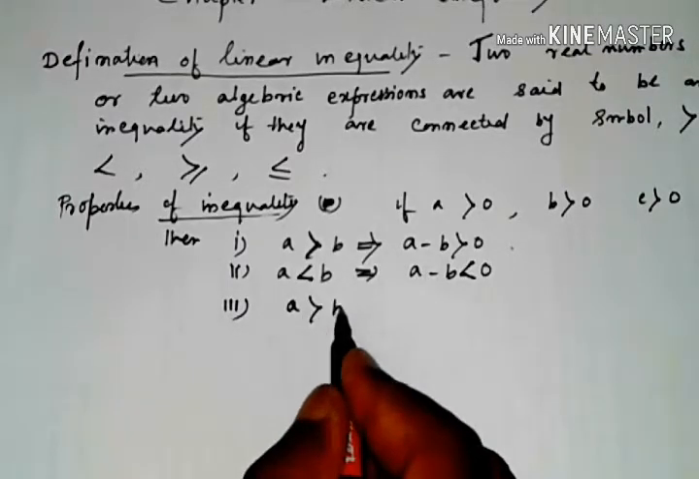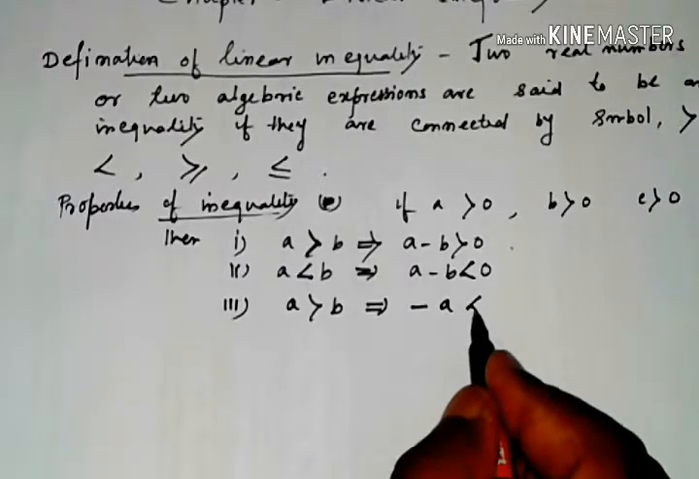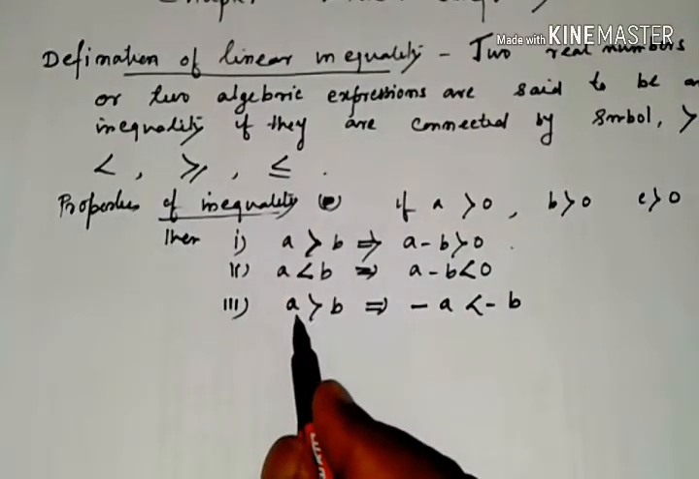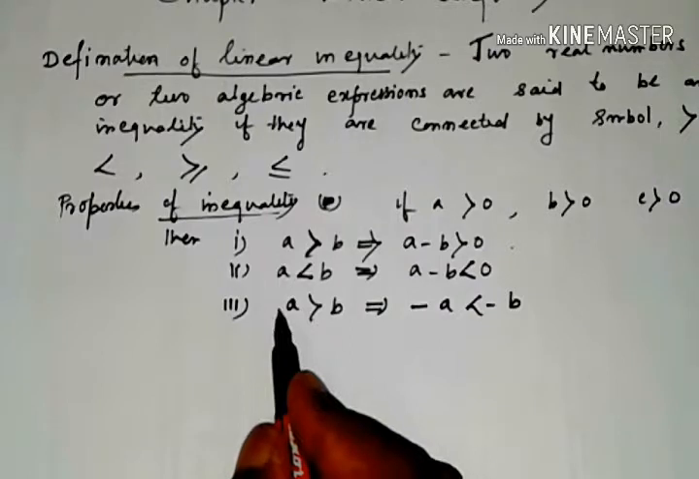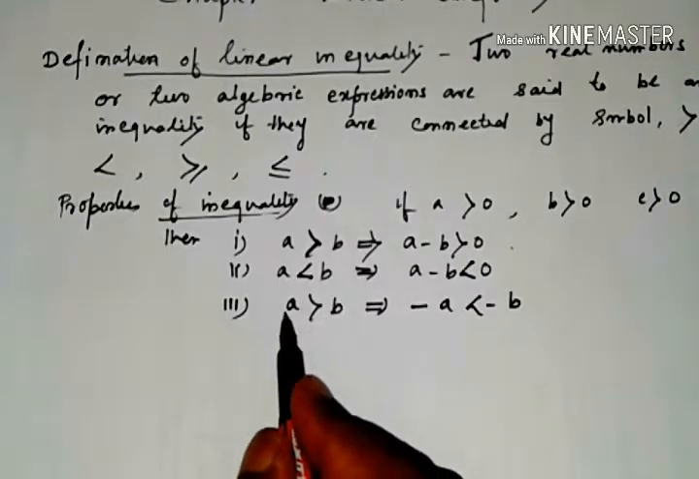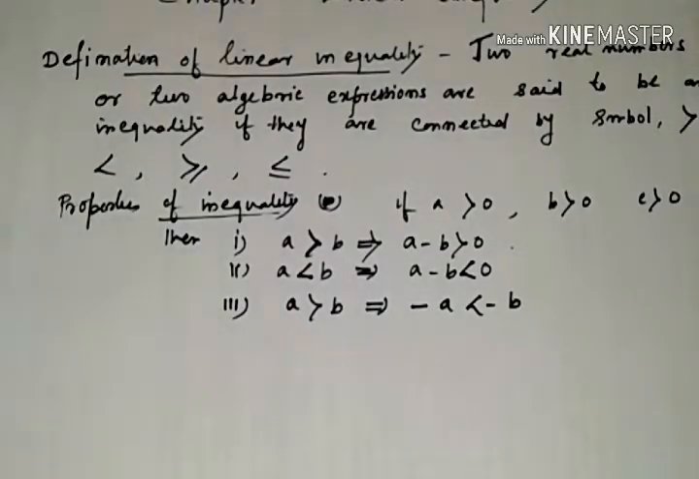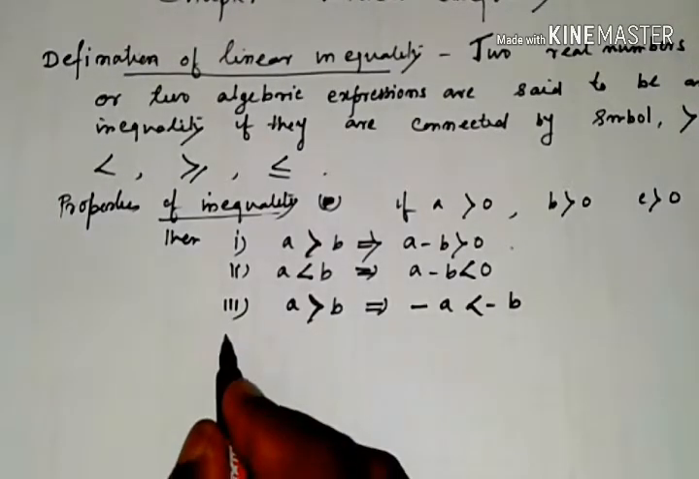If A greater than B, this implies minus A less than minus B. If A greater than B, then minus A will be less than minus B. Here we have multiplied both sides by minus 1. If we multiply both sides by a negative number or minus 1, then the sign will be reversed. It is greater than, that becomes less than.